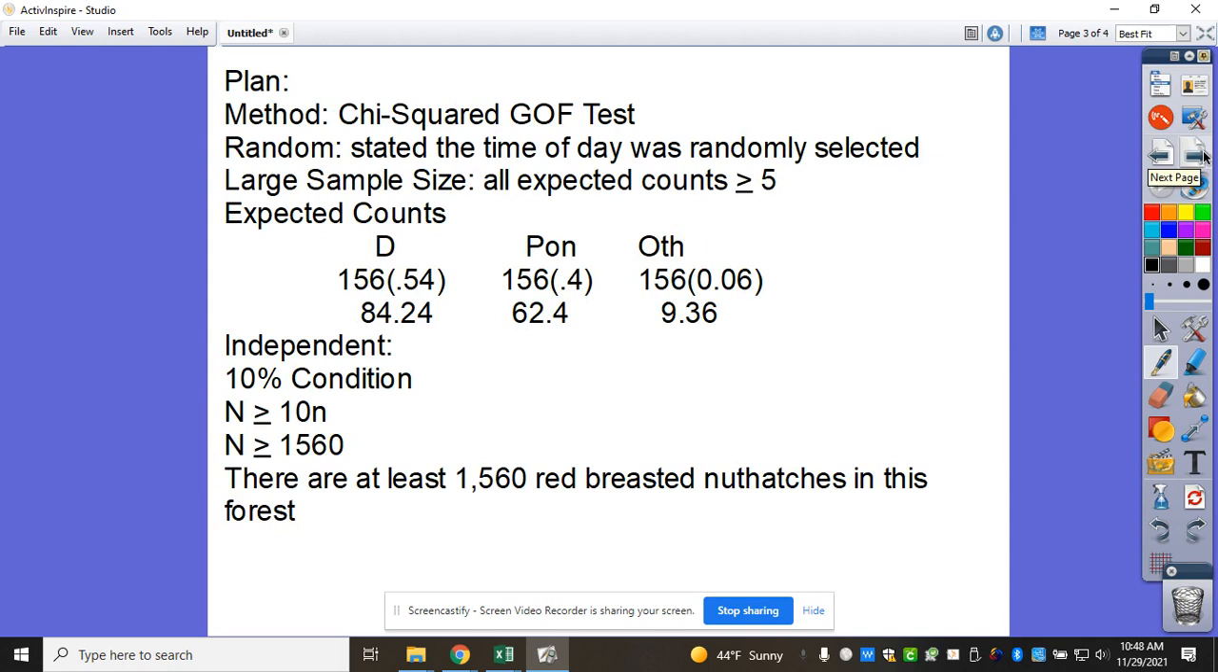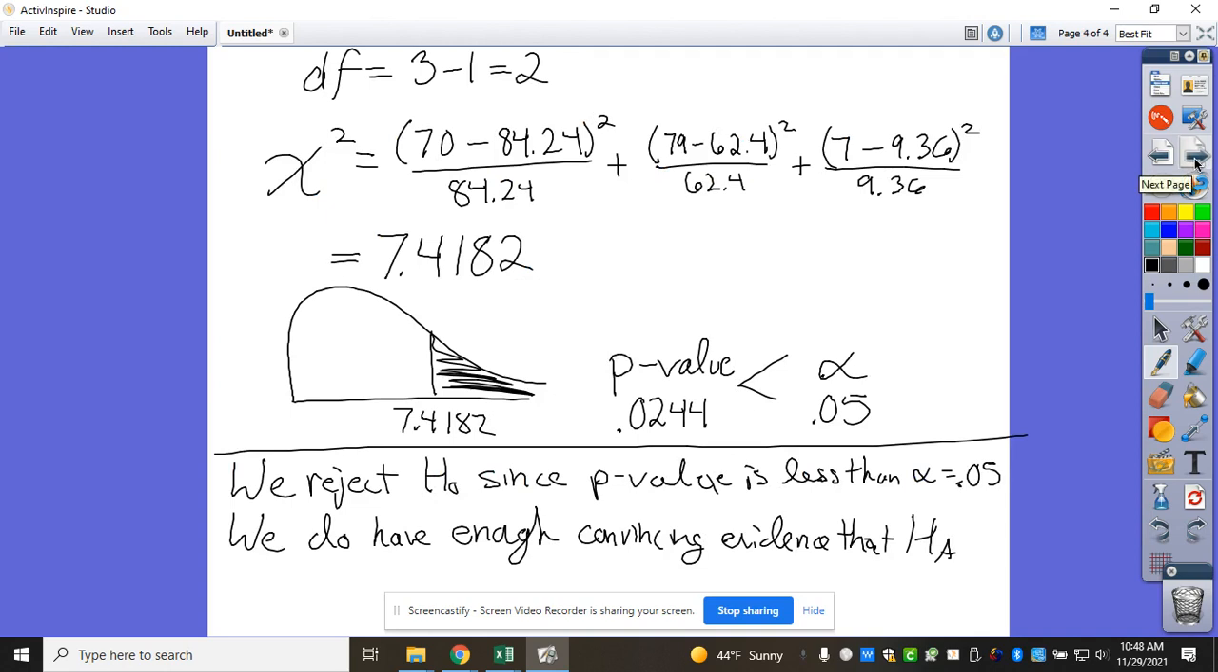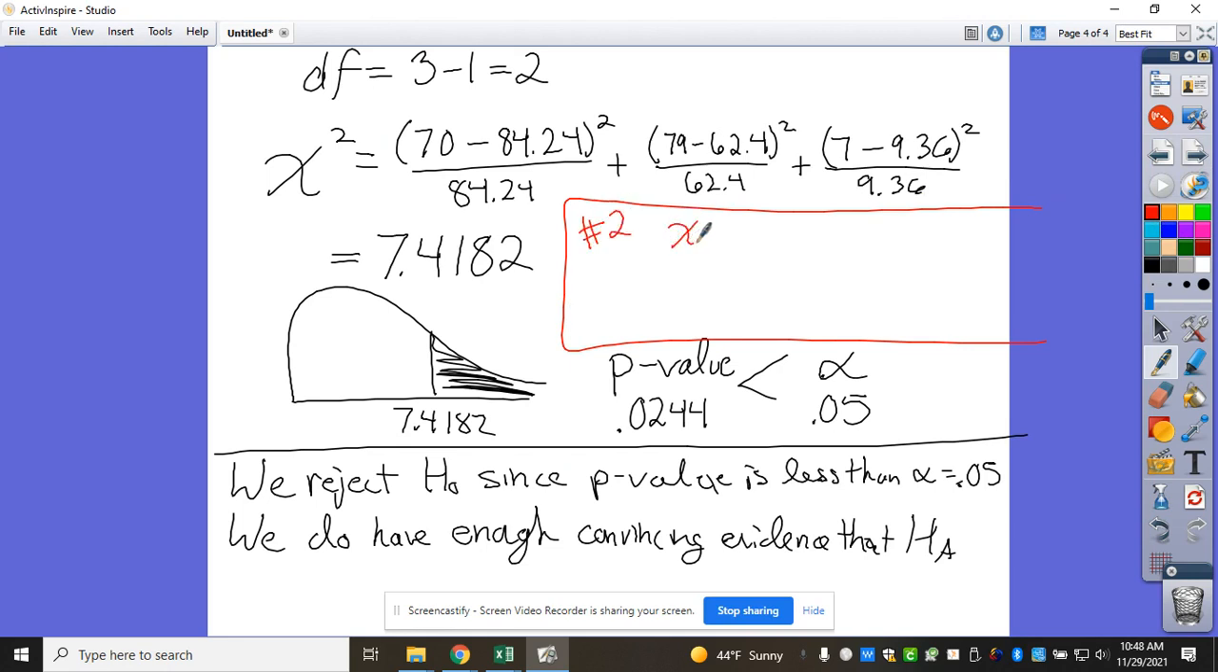What would be random about that one? Every roll of the die is random. What would it be for the 10% condition? There would be at least 900 what? The die can be rolled at least 900 times. What do you get as your chi-square value for number 2? 14 point what? 4.